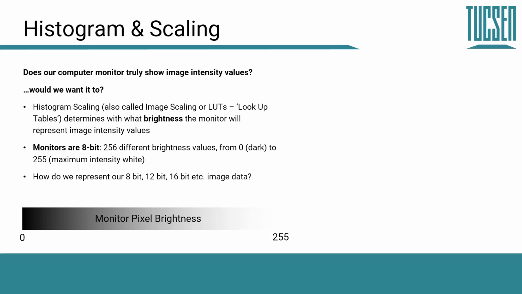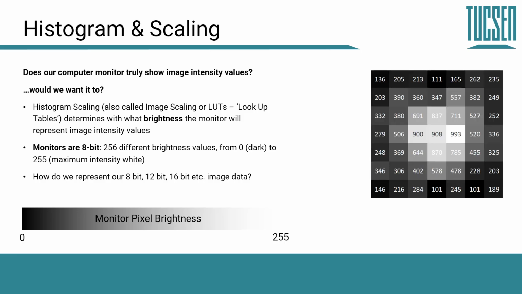And of course the question is, how do we represent 8-bit, 12-bit or 16-bit image data? On the right hand side here we have an example of what an image looks like once it's rescaled. As you can see, this image has a maximum intensity value above 255, so we can't just directly display the image values as the brightness of monitor pixels. Our brightest value is around 1993 there, and our darkest value is also not 0, it's around 101 at the bottom of the image.